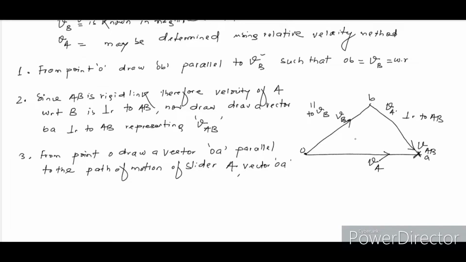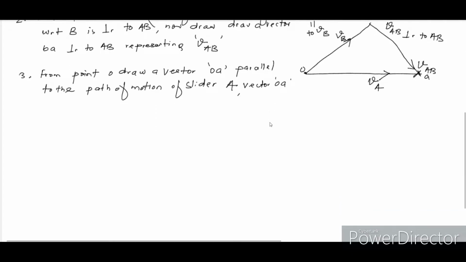Suppose you have taken 1 centimeter is equal to 1 meter per second. And you found your AB is equal to 5 centimeter. That means VAB is 5 meter per second. And suppose you got your OA is equal to 7.5 centimeter. That means VA is 7.5 meter per second. In this way, you can find out velocities in a slider crank mechanism.